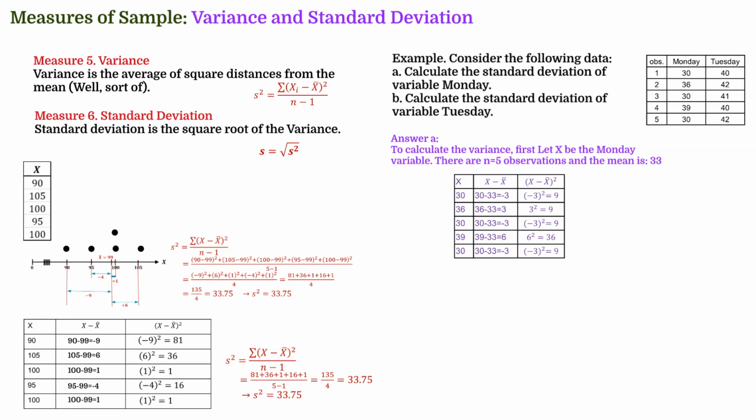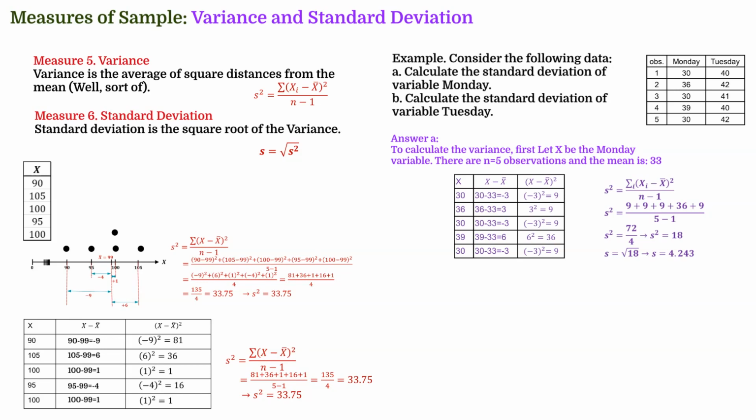30 minus 33 is minus 3. 36 minus 33 is 3. If I square them, I get minus 3 squared is 9, 3 squared is 9, 6 squared is 36, and minus 3 squared is 9. And this way I will have all the squares.